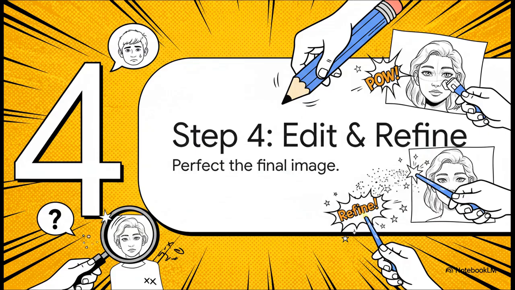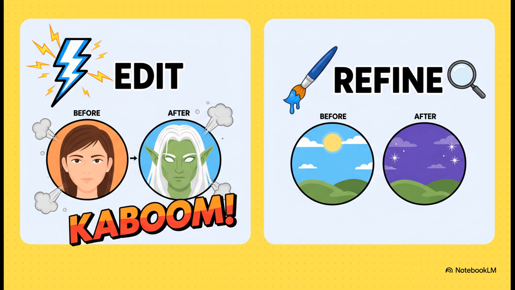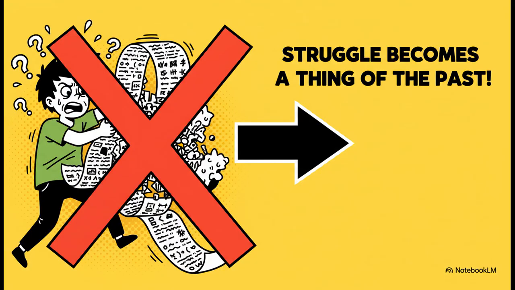That's where two very powerful tools come into play: edit and refine. Knowing the difference here is going to save you a lot of headaches. Think of it like this. The edit tool is for big, drastic changes. You want to change a subject's entire ethnicity? That's a job for edit. But if you're just doing small tweaks, like making the sky purple instead of blue, that's when you use the refine tool. Big changes, edit. Small changes, refine.